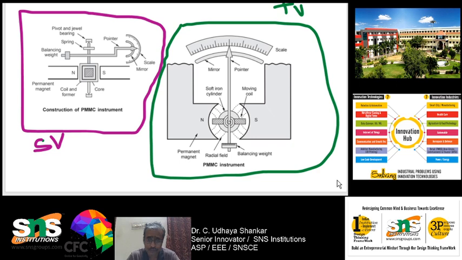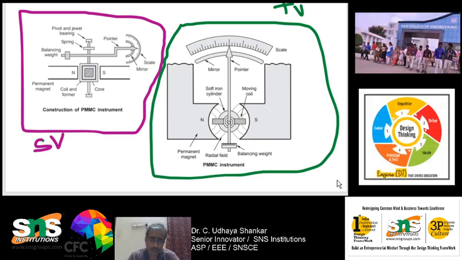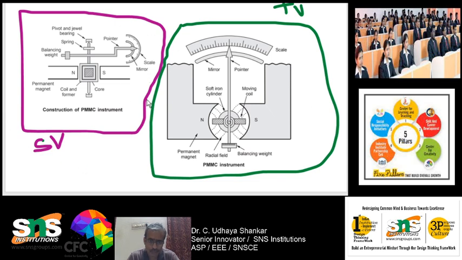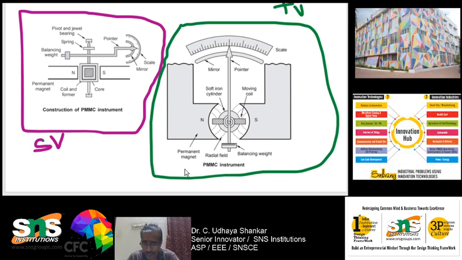So for example, if you are seeing from the top, that is called the top view, and if you are seeing from the sideways, it is called the side view. So it is the same instrument, okay, both are the same instrument. The views are different. For example, the first figure shows the side view, the second figure shows the top view. So the figure which is marked in violet shows the side view, whereas the figure which is marked in green shows the top view.